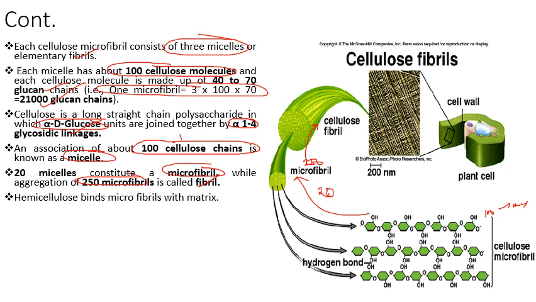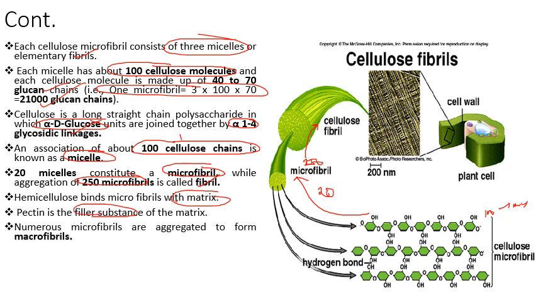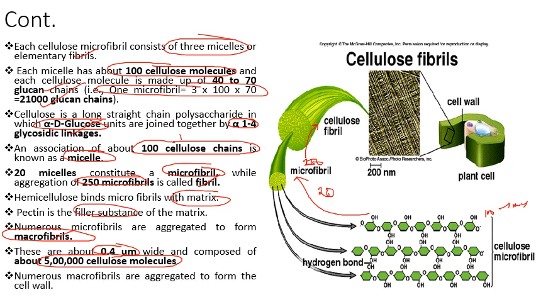Hemicellulose binds with microfibrils, and it binds them with the matrix. And pectin is the filler substance that I have already discussed, and numerous microfibrils are aggregated to form macrofibril. तो बहुत सारी जो microfibrils हैं वो combine करती हैं और बनाती है बड़ा fibril जिसे बोलते हैं macrofibril, और इसका dimension होता है near about 0.4 micrometers wide and composed of near about 5 lakh cellulose molecules. Numerous macrofibrils are aggregated to form the cell wall. Finally, they will form the cell wall.